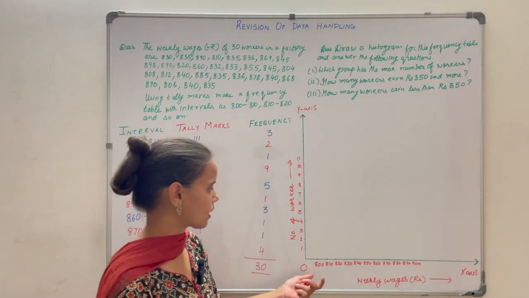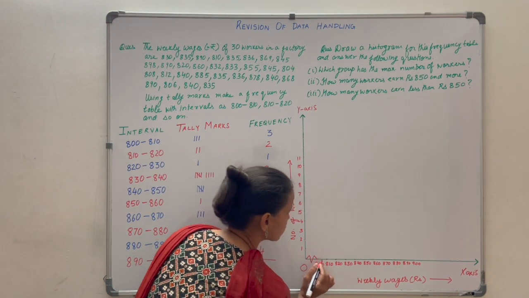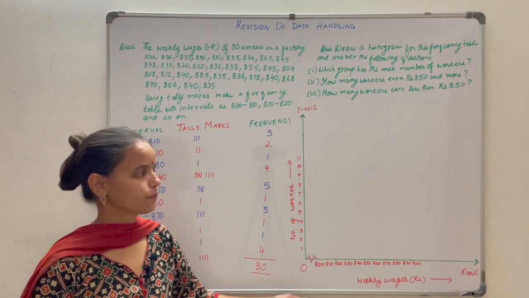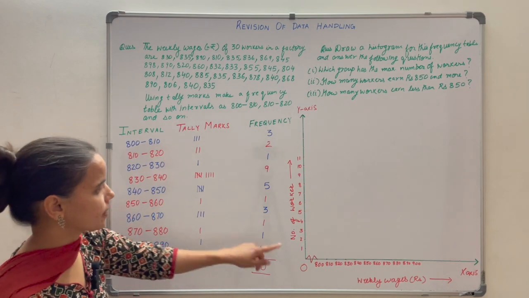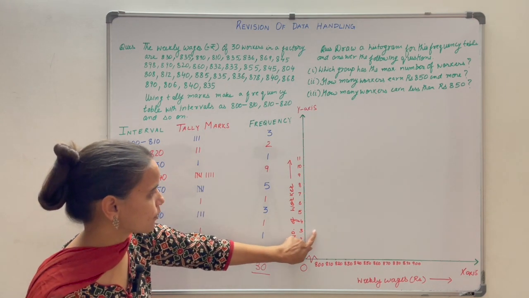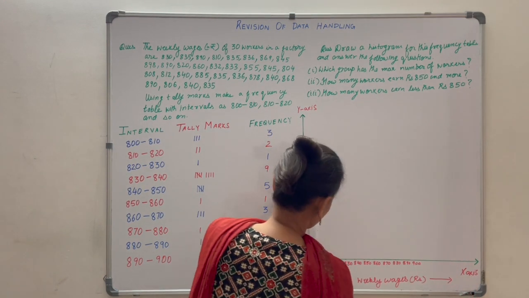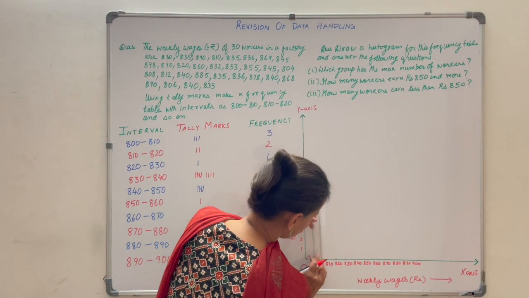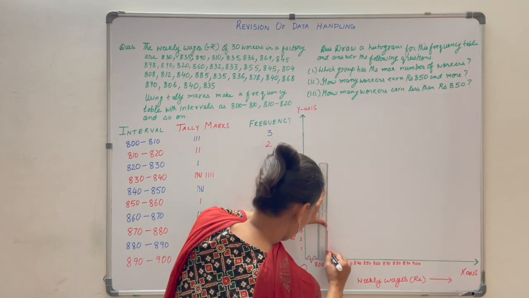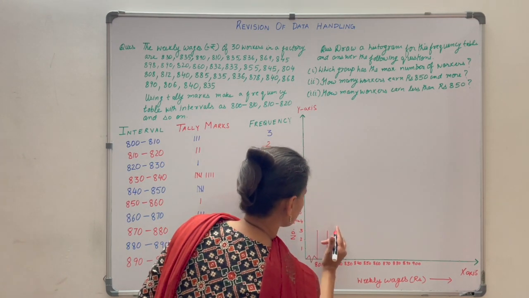Here the information starts from 800. So I am going to make a zigzag line here. It shows that there is no information prior to this. So I have made the zigzag lines. So for 800 to 810, the frequency is 3. So that is 3. So let us mark it now. So this is your 800 and that is your 810. So let us mark this. So this is 3.